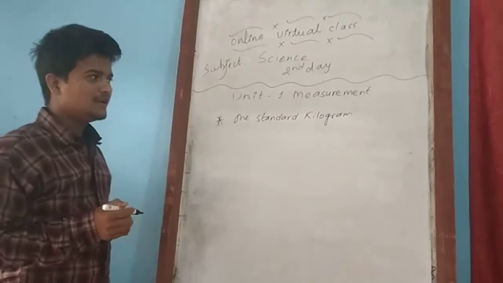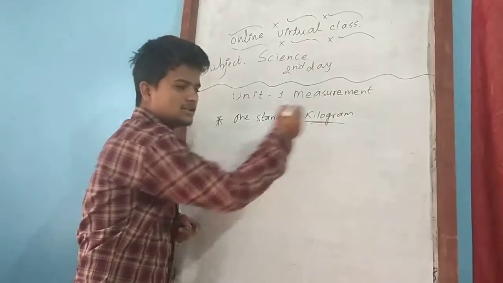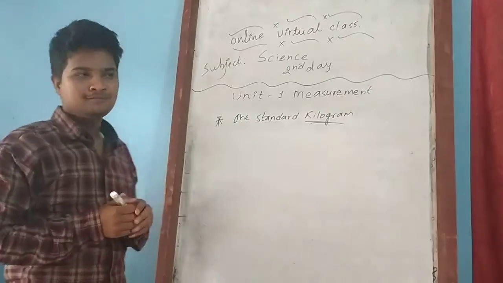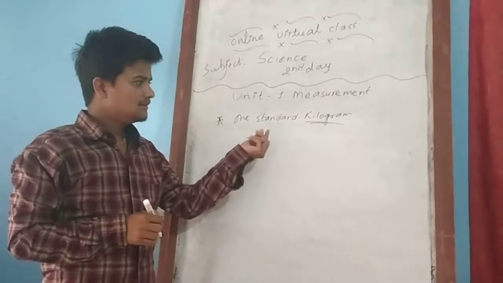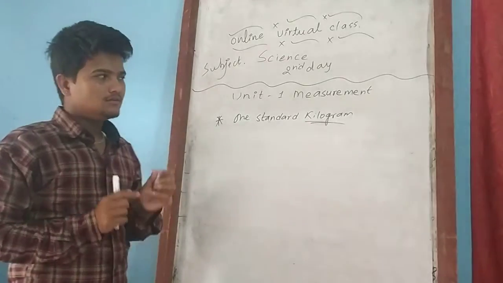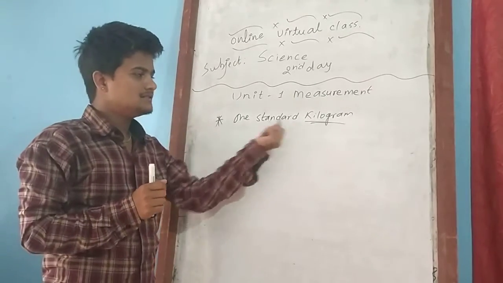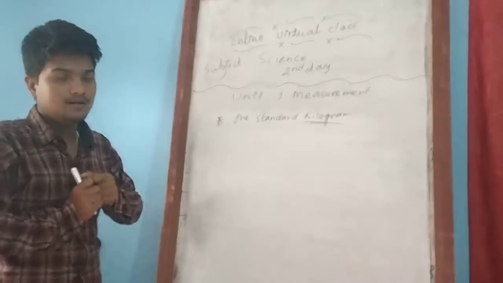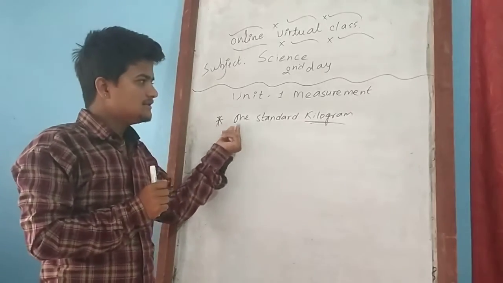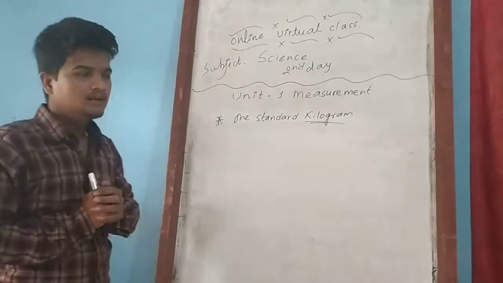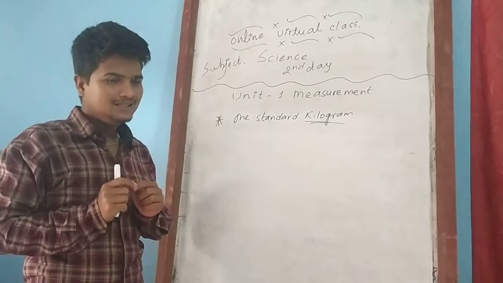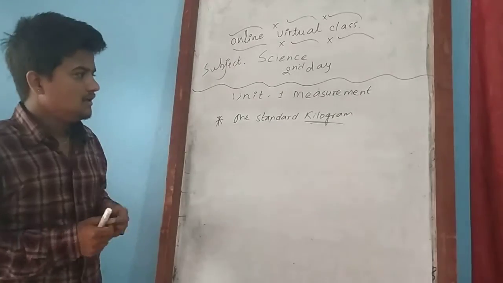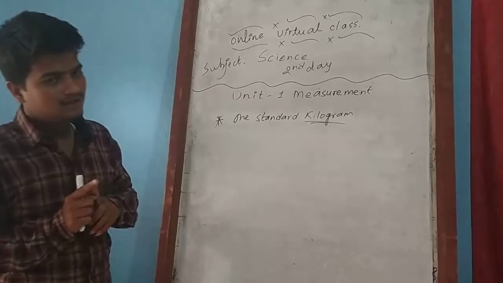You may know what a kilogram is. You already know what a kilogram is. Then what does 1 standard kilogram mean? It means that the weight or mass of a body that is accepted all over the world is known as 1 standard kilogram. Especially, 1 standard kilogram means the weight of a body that is found to be, or supposed to be, 1 kilogram.